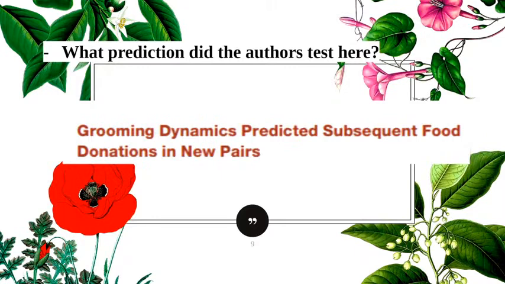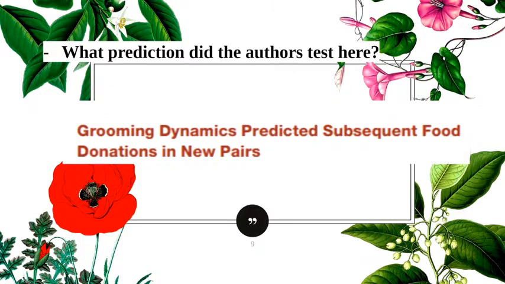I feel like I'm cheating because I read the summary, but I think there was something about them starting off with grooming, and then slowly, as they sort of like reciprocated the grooming, going on to food sharing more. I don't know if that would count as a prediction.